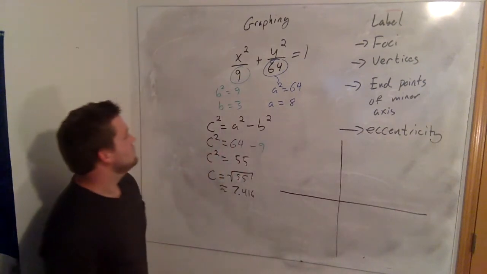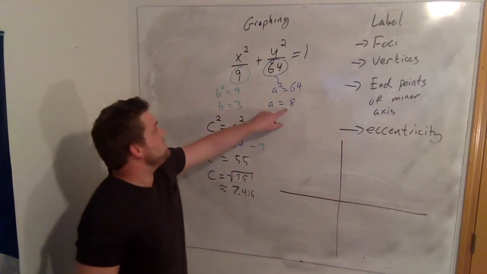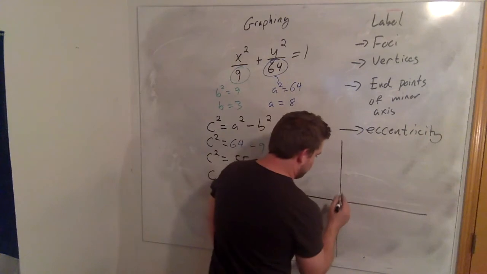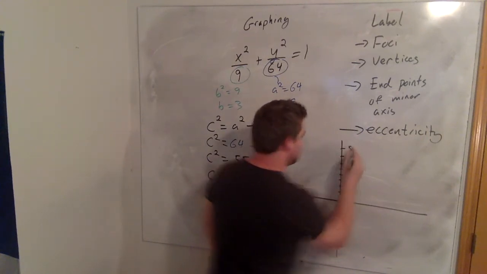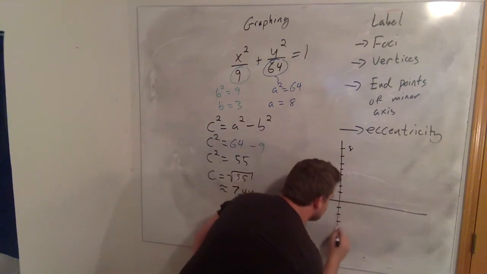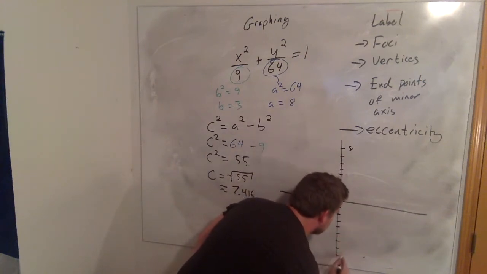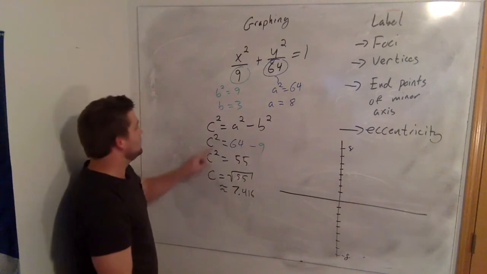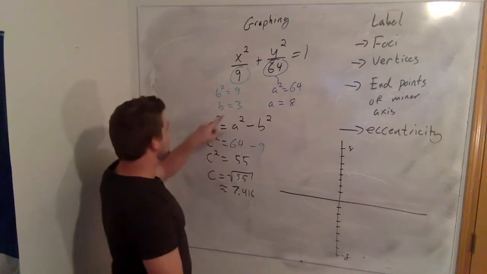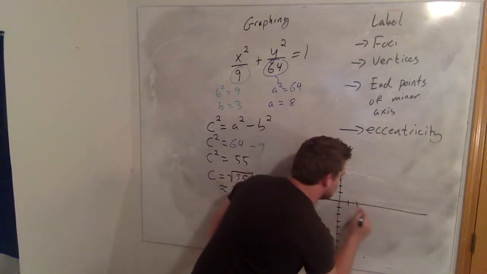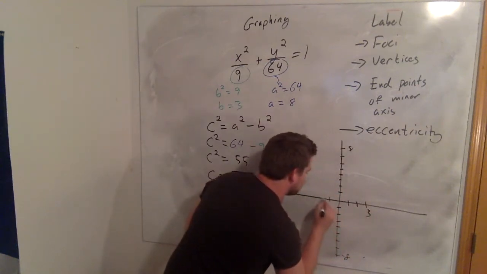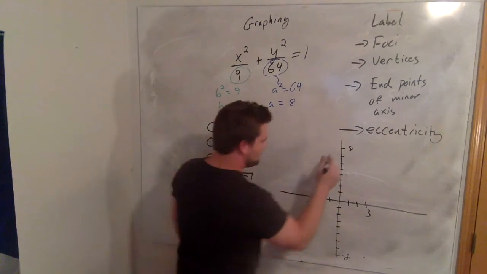Okay, so we need to go 8 units in the y direction from the origin. So here's 8. Okay, our b was 3, so we need to go in the x direction 3. Okay, so here's our ellipse.